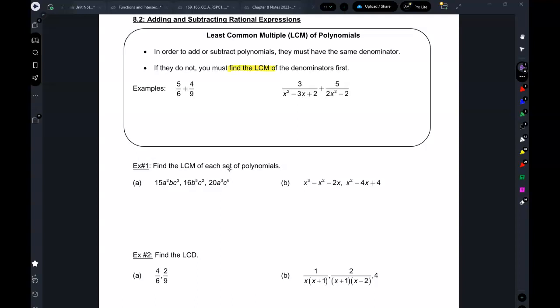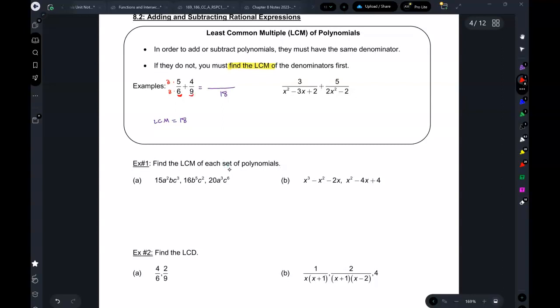So in this first case, I have a 6 and a 9. Now between the 6 and the 9, the LCM is 18, right? So this LCM is going to be 18. Now what can I multiply the first one by to make it 18? Well, that's 3. So I multiply top and bottom by 3. What can I multiply the second one by to make it 18? 2. So I multiply top and bottom by 2, and then I continue from there. All right, we'll do more of that in a little bit.